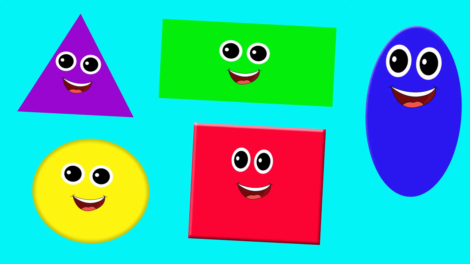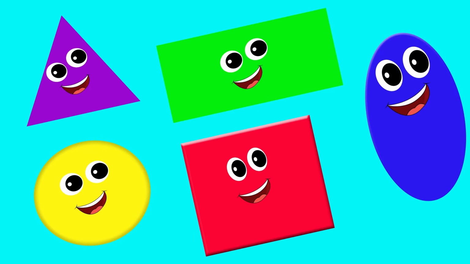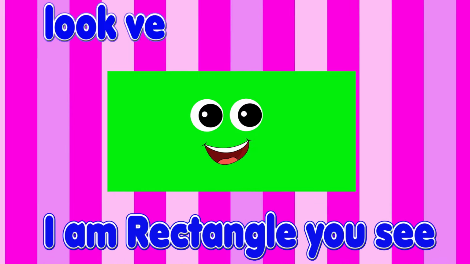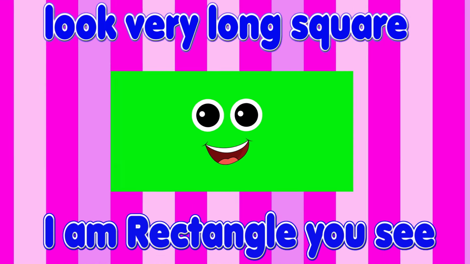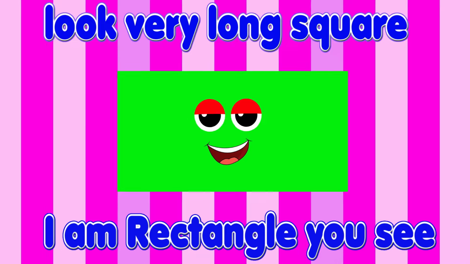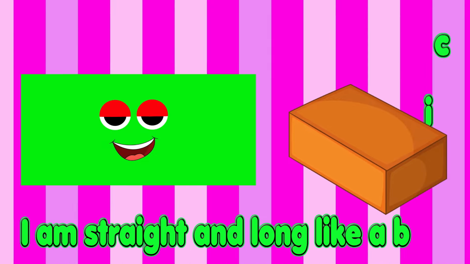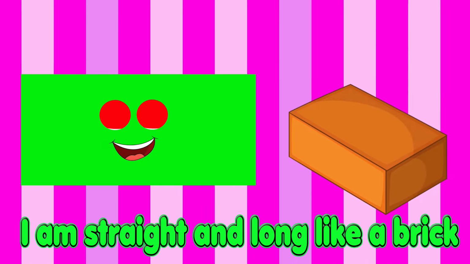Triangle, rectangle, circle, oval, square. I'm a rectangle, you see, like a very long square. I'm straight and I'm long like a brick.